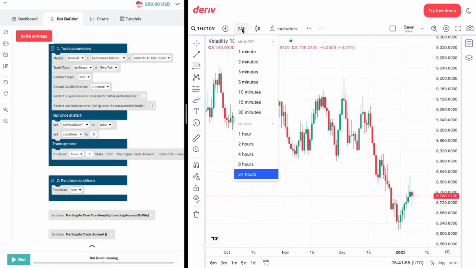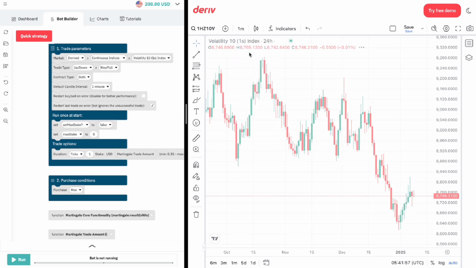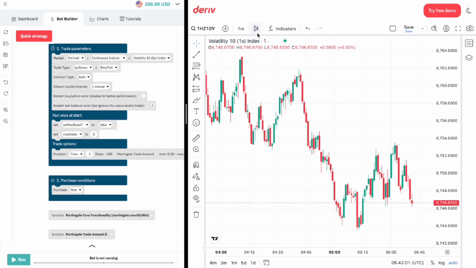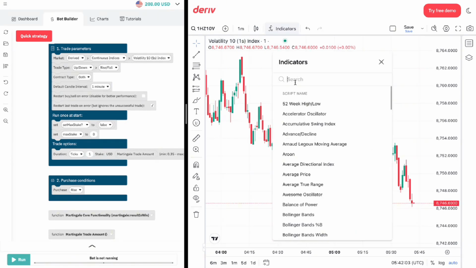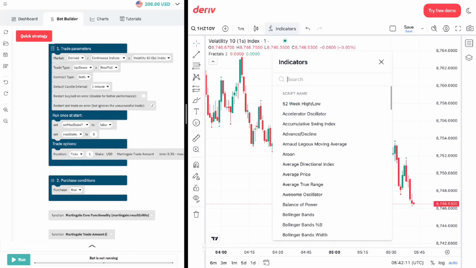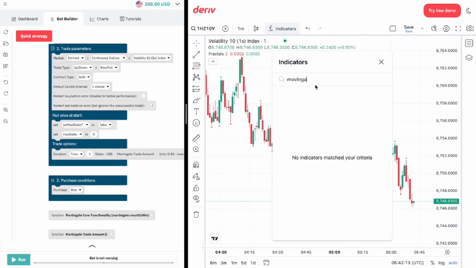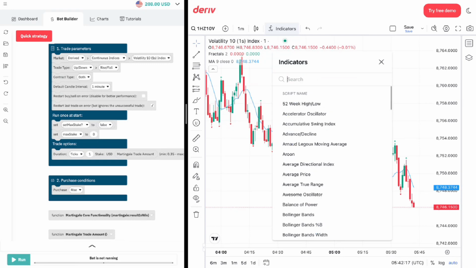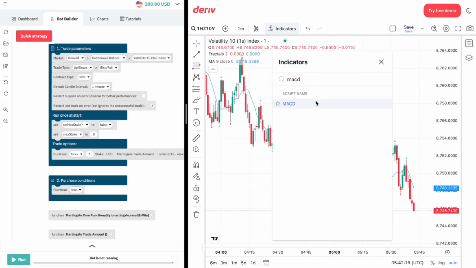Change the time frame from 24 hours to 1 minute. The candlesticks can remain the same, but you can use whichever you like. And then on indicators, we will use Williams Fractal. So that's the first one. We'll use a moving average, and we will use MACD.